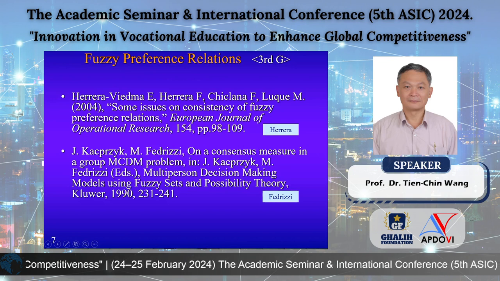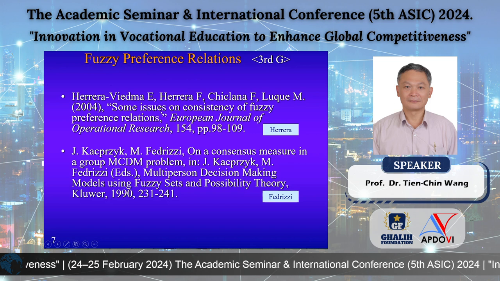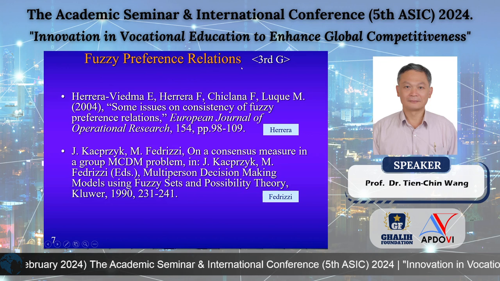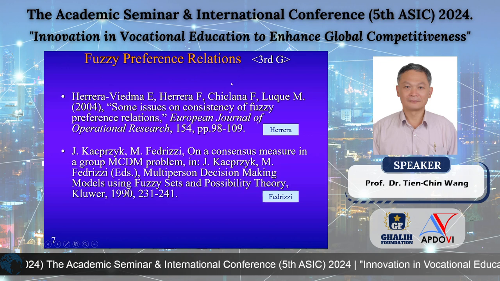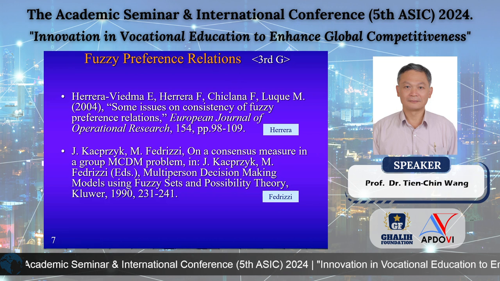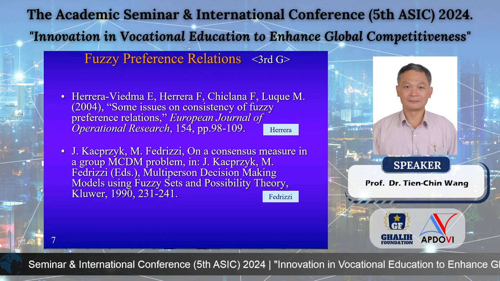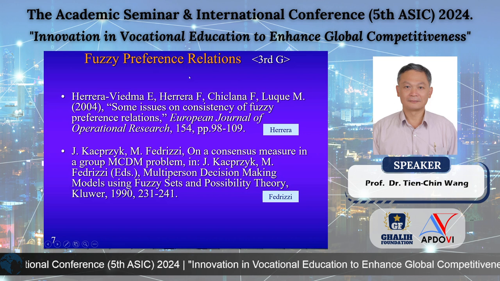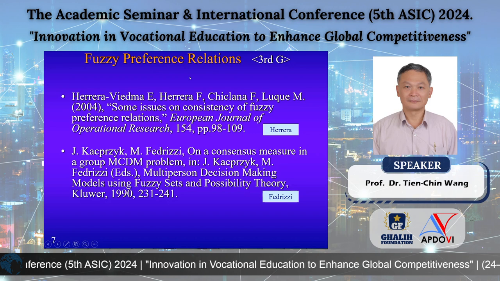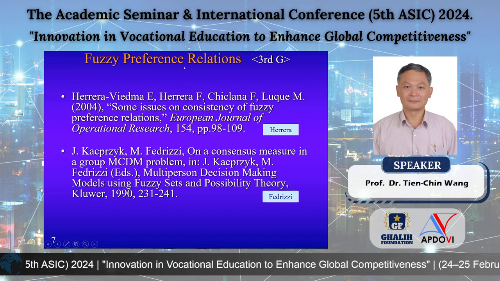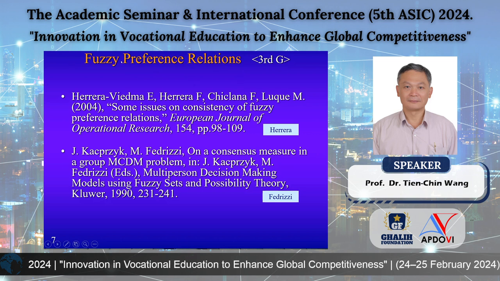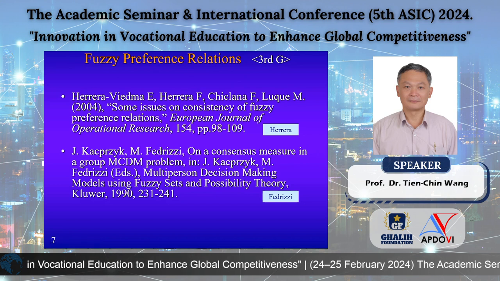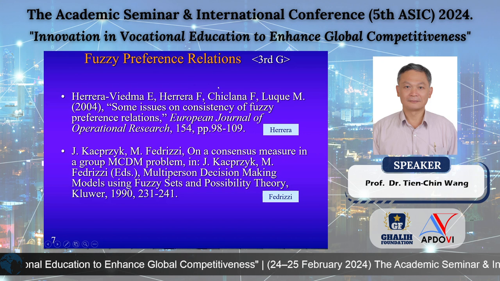So if you want to use AHP, I suggest you use fuzzy preference relations. This method contains only three equations, no fuzzy theory, no fuzzy concept. So I always encourage researchers to use fuzzy preference relations because this method is easier than my method. So this is the third generation method.